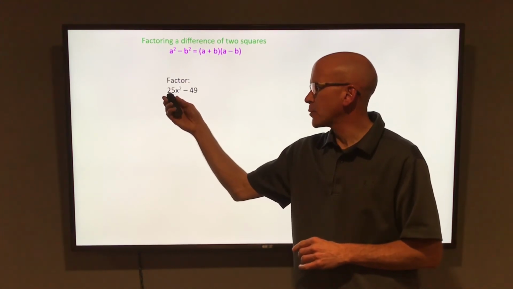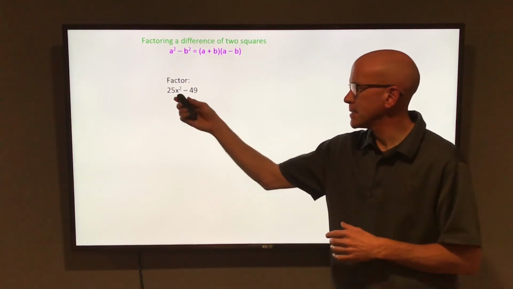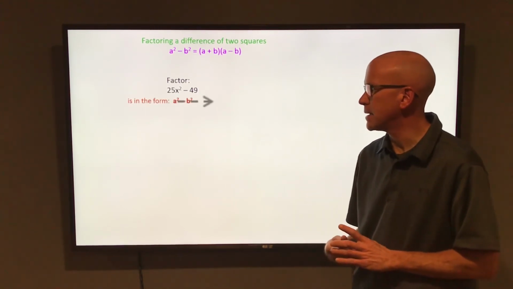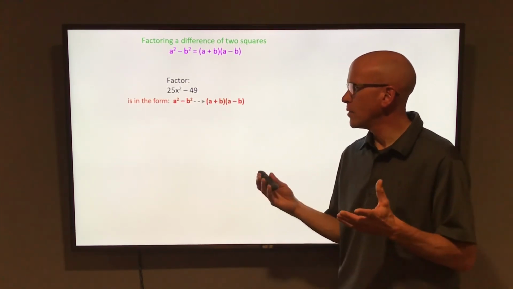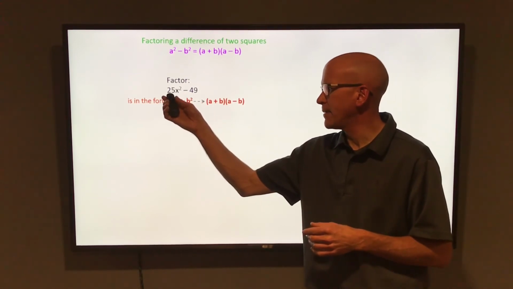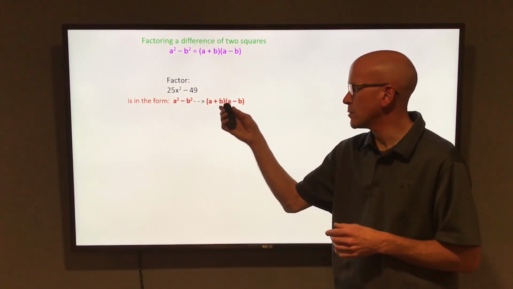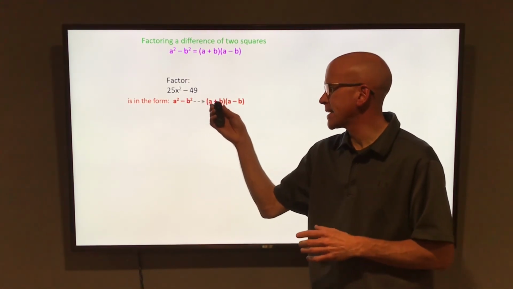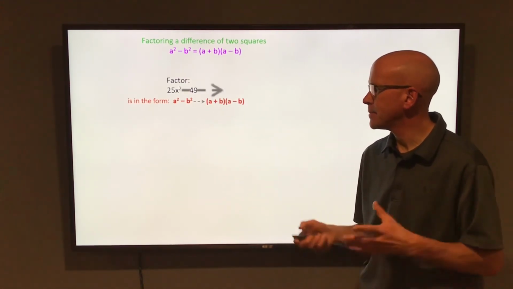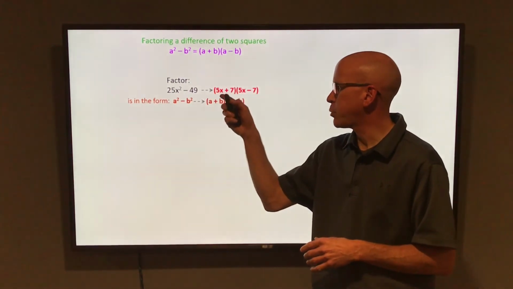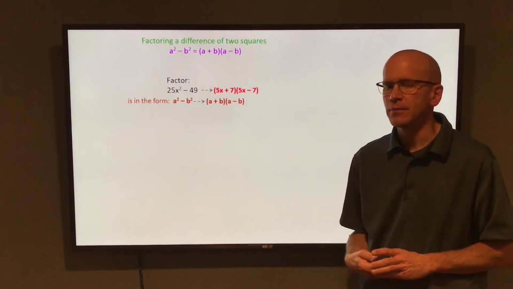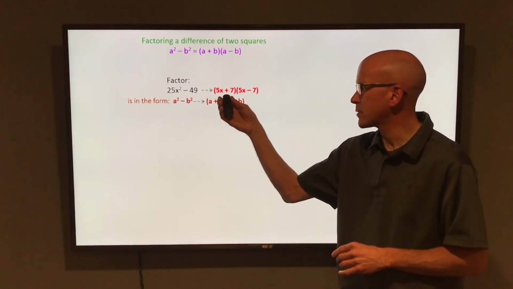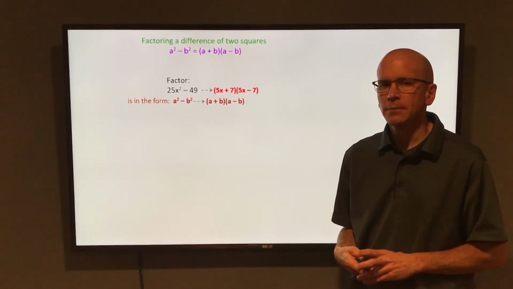That's going to factor into, think of this as a squared minus b squared, that factors into a plus b times a minus b. Real easy to do, just take the square root of 25x squared, that's going to be 5x, so what goes in the a spot is 5x. And the square root of 49 is 7, what goes in the b spot is 7. So it'd be 5x plus 7 and 5x minus 7. So that difference of two squares, 25x squared minus 49, simply factors into 5x plus 7 times 5x minus 7.